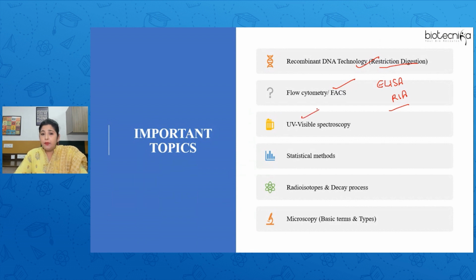Then when it comes to spectroscopic techniques, make sure you thoroughly prepare UV-visible spectroscopy, because from this particular topic you can expect a numerical question as well as a statement-based or a figure-based question. Numerical questions on Beer-Lambert's law can be asked, and maybe they give you a spectrum and you have to analyze the spectrum, and they'll ask you about the result.